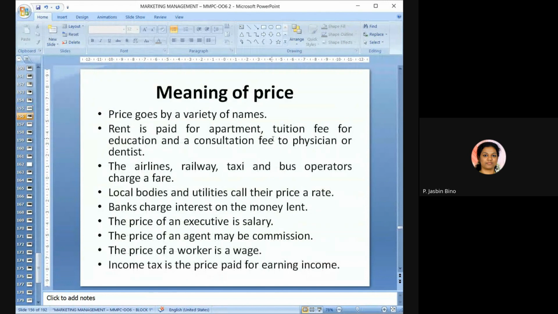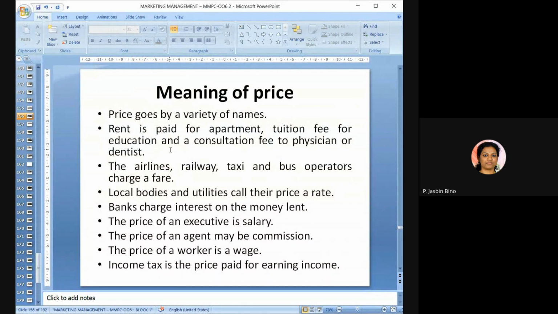So the meaning of price. Price goes by a variety of names. This is just an introduction. The price of a product, when we consider an apartment, is set as rent.